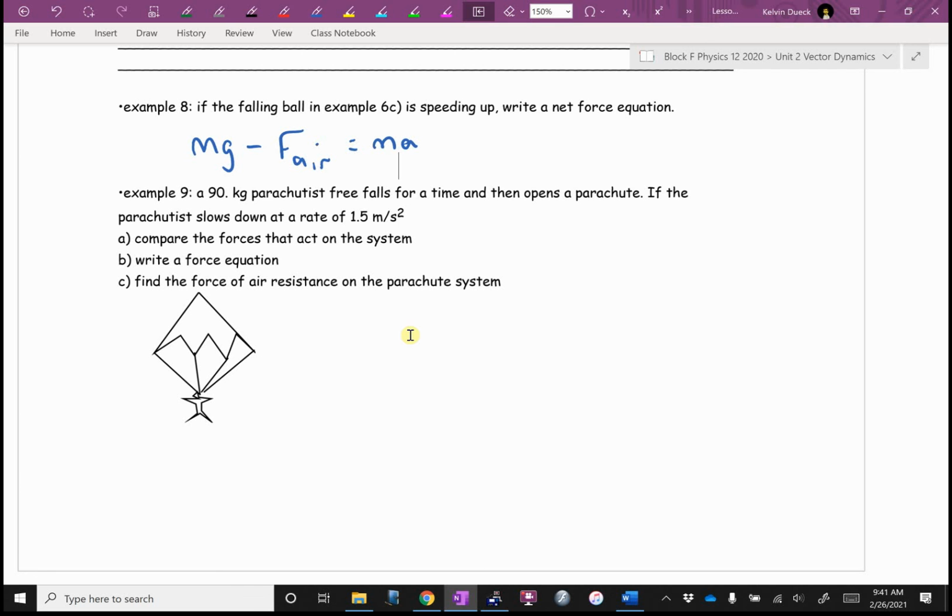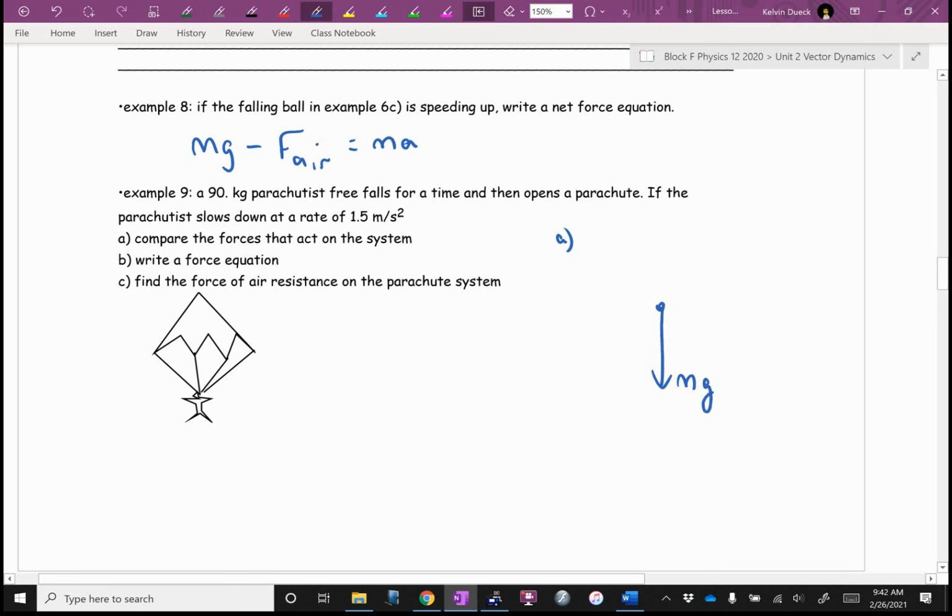Something like example 9. A 90-kilogram parachutist free falls for a time and then opens a parachute. If the parachutist slows down at a rate of 1.5 meters per second squared, A says compare the forces that act on the system. That's physics speak for you better draw a free body diagram. So I'm going to do part A right here. I could label the actual parachute, but I think it's going to be a little clearer if I don't. What are the forces acting on this parachutist? Get the obvious one. Good.